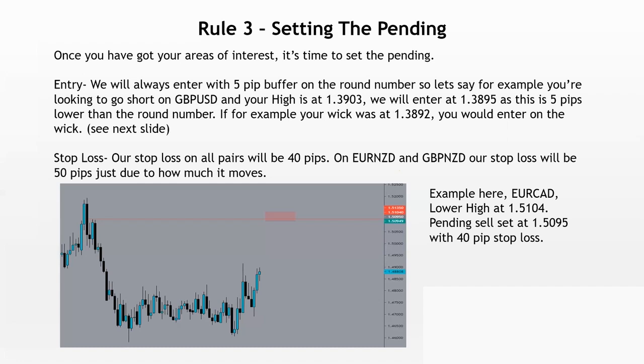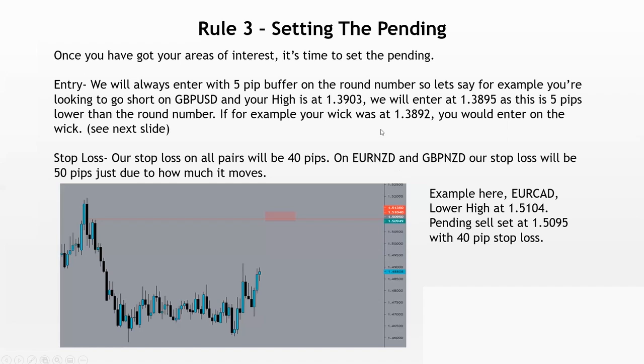So does everybody understand the reasoning behind a 5 pip buffer and how you would base a 5 pip buffer on a price of 1.3903? It's not a case of knocking 5 pips off this number here. It's a case of knocking 5 pips off the whole round number. Okay, so I've got a lot of yeses here.